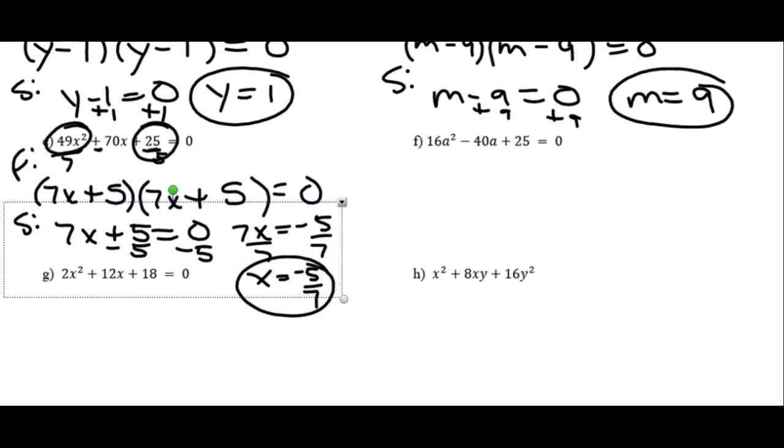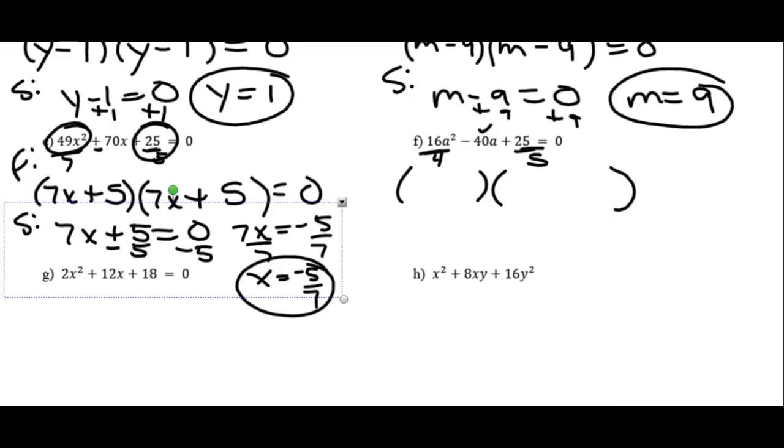F is also one that I would not want to do using slip and slide because that would just be a big number, 16 times 25. So I notice that's a perfect square. That's a perfect square. Square root of that's 4. Square root of that's 5. 4 times 5 is 20. Times 2 is 40. So it is a perfect square trinomial.